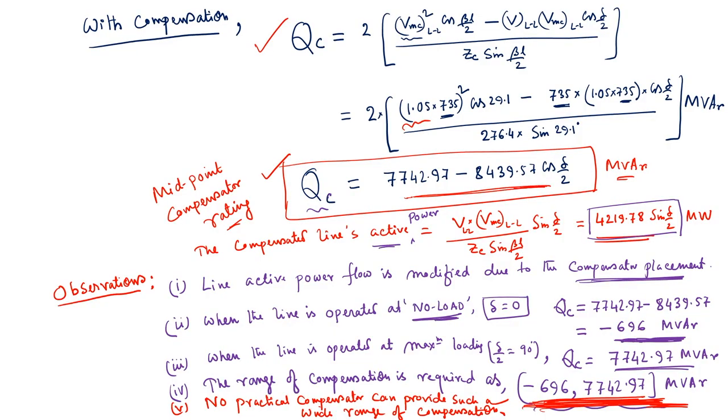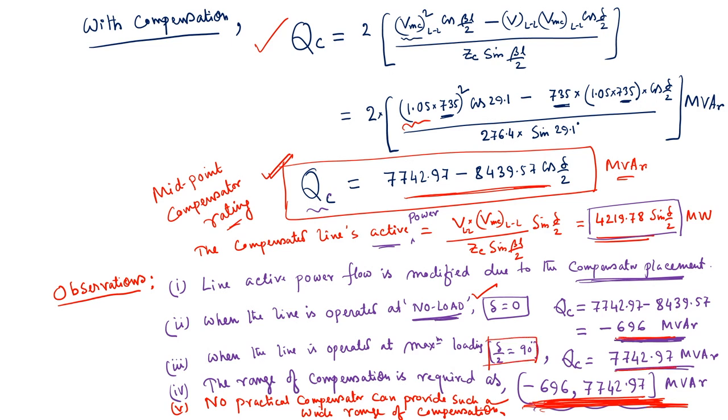And as you know, this angle delta is the angle between the voltages of the sending end and the receiving end, the angular difference of the voltage phasors of the sending end and receiving end. This delta will vary according to the loading, or according to the load connected at the receiving end. So, when this load changes, the amount of compensation required to keep the midpoint voltage constant at 1.05 per unit also varies. And what we came up with is the two extreme ranges of the compensator: one corresponds to delta equal to 0, another corresponds to delta equal to 90 degree.